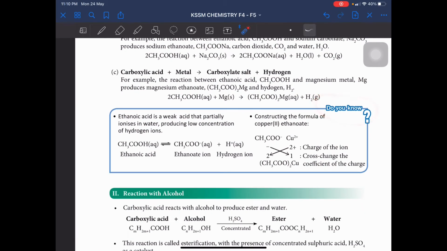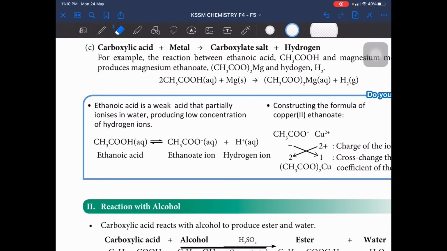So let us look at this one. Ethanoic acid is a weak acid that partially ionizes in water, producing low concentration of hydrogen ion. That is why, if you see like this, kan class, this is two ways, okay? When ethanoic acid ionizes in water, dalam air mengion, dia terpisah. Terpisah jadi apa? Ethanoate ion and also hydrogen ion.